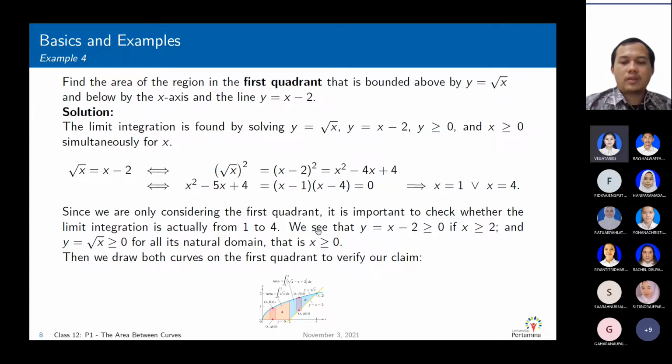So we only include, since we are only considering the first quadrant, we see that y equals x minus 2 is greater than or equal to 0 if x is greater than or equal to 2. Then in this case, the intersection point is only at x equals 4.